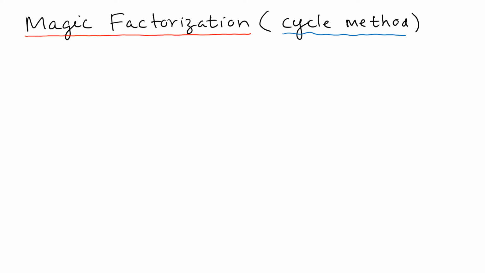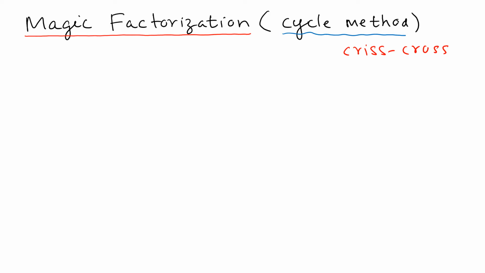We are going to call this method the magic factorization or the cycle method. Also, we can call this the crisscross argument, because you can see that there's a nice crisscross pattern here. So let's learn how the method works. Let's look at this example.